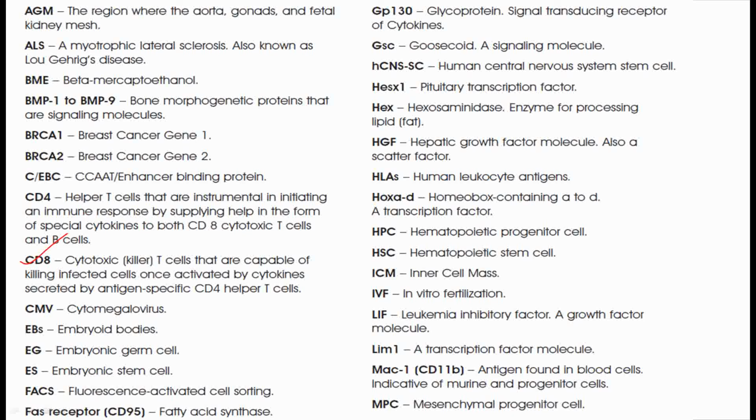Next one is CD8, or cytotoxic or killer T cells, that are capable of killing infected cells once activated by cytokines secreted by antigen-specific CD4 plus helper T cells. Next one is CMV, that is cytomegalovirus, EBs, that is embryoid bodies, EG term used for the embryonic germ cell, ES used for embryonic stem cell, FACS, that is fluorescence activated cell sorting, FAS receptor for fatty acid synthase.